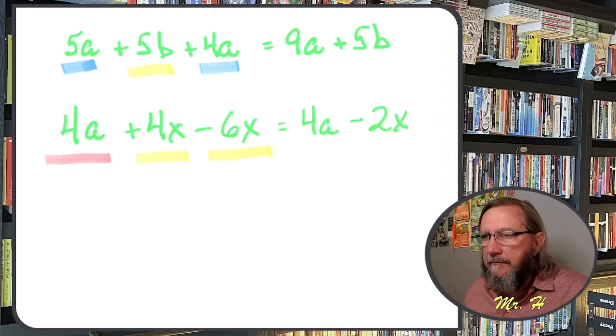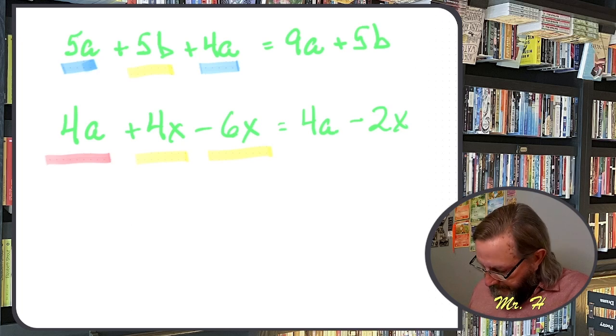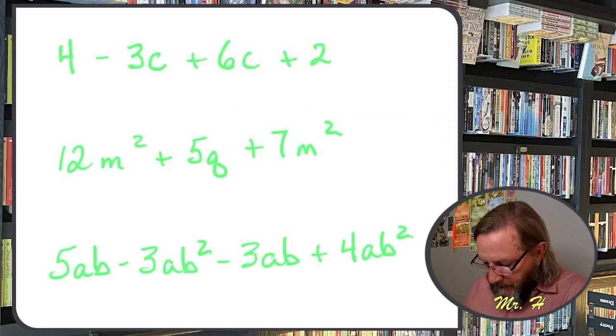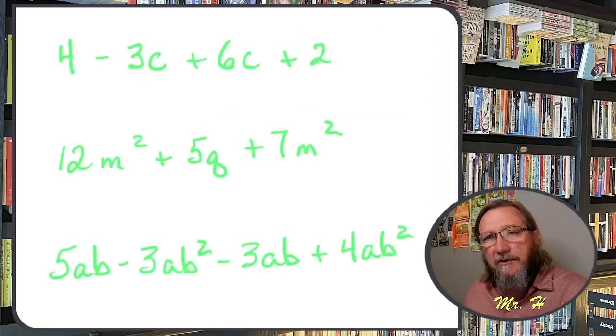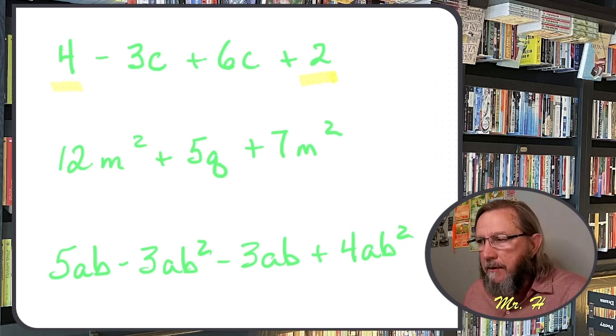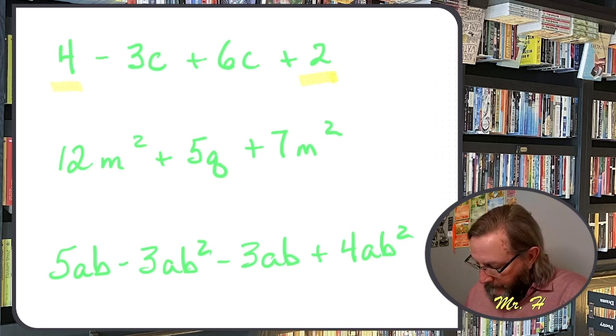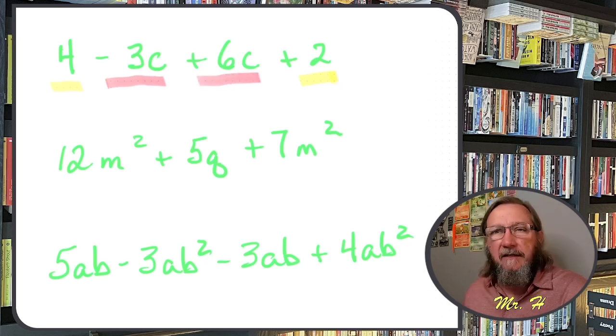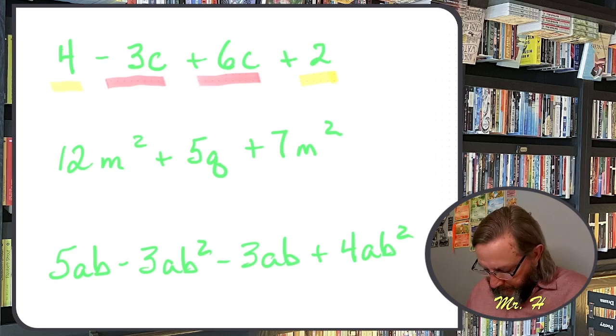Next set of problems, take a look at these guys. Now let's look at the first one. What are the similar terms here? What are the like terms that we can put together? Well, I've got a constant 4 and a constant 2. Those can be put together. I also have a negative 3c and a positive 6c. The c's are like terms. What's my answer going to be?